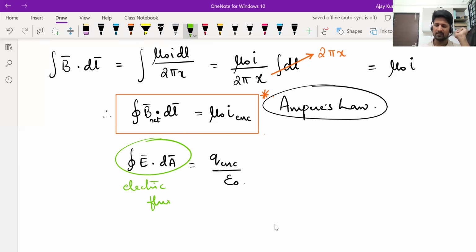In magnetism, this term closed integral B dot dl, as far as your syllabus is concerned, +1 +2, does not have any meaning. We just call it the line integral of magnetic field over a closed path. Okay, there's no separate name for it. We just call it the line integral of magnetic field, and that will be equal to mu naught into I enclosed.